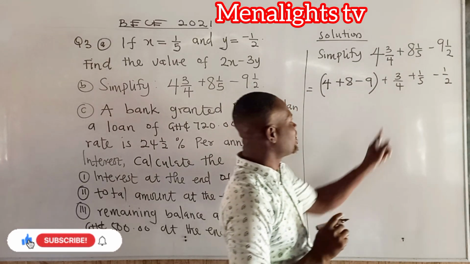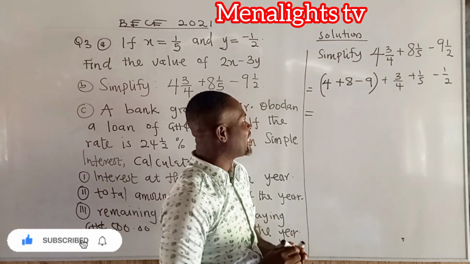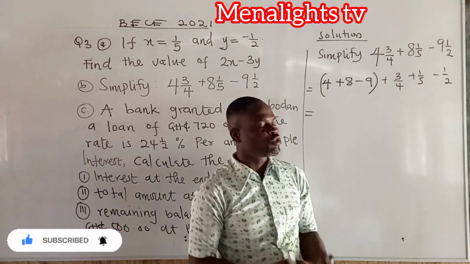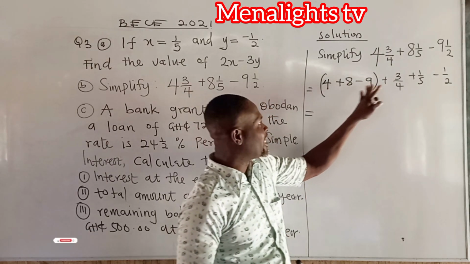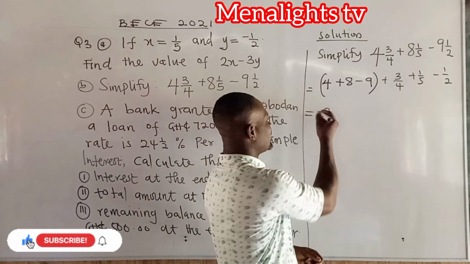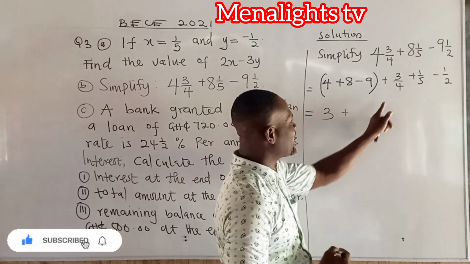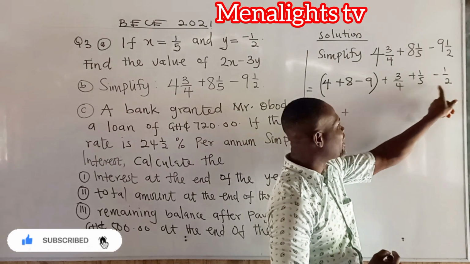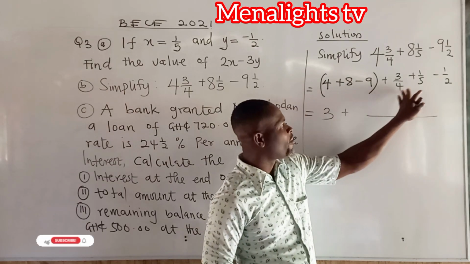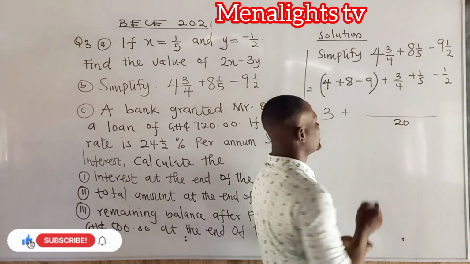Let's see how best we can go about this. 4 plus 8 gives us 12, and 12 minus 9 leaves us 3 as a whole number. Then, for the fractions, we find the LCM of 4, 5 and 2. The LCM of 4, 5 and 2 is 20.